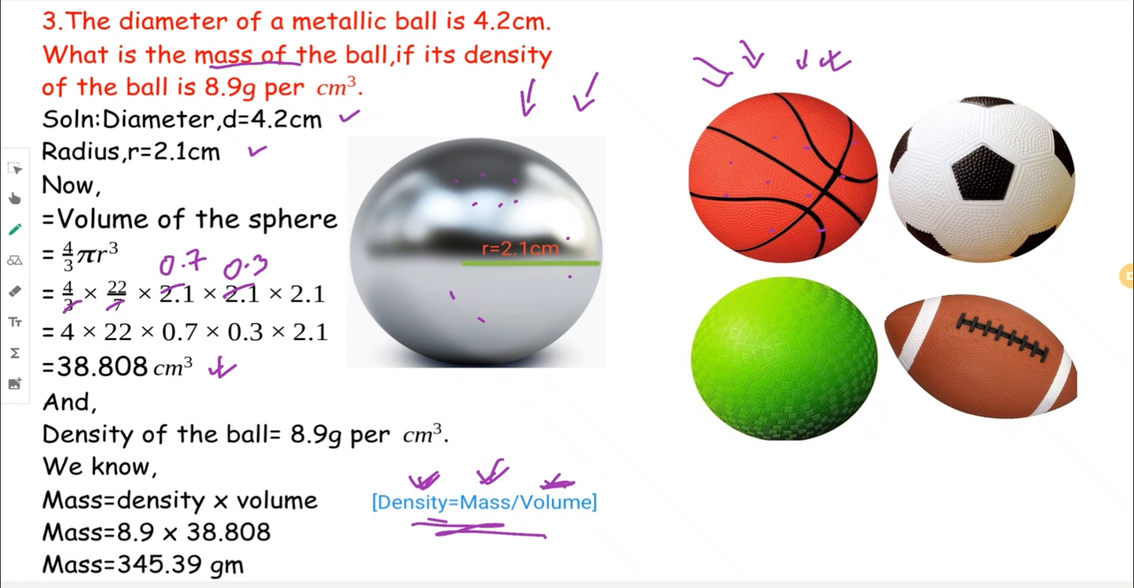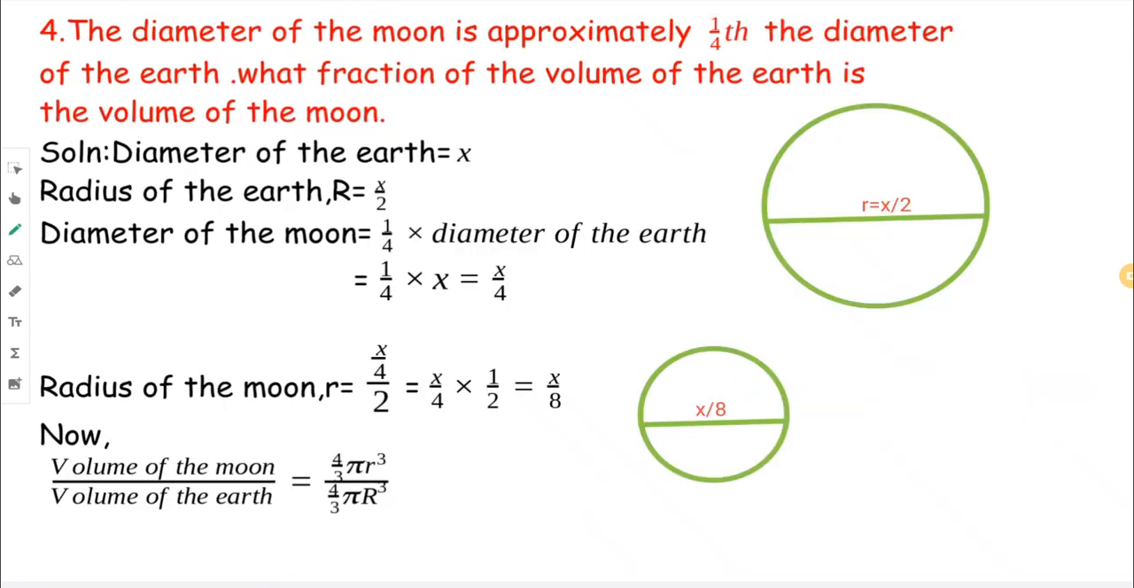You can see that they've given us the density of the ball. How much? 8.9, right? So if I try to arrange it accordingly, then I'll get mass equals density into volume. All right, so density I know, volume I know. You multiply and we're going to get the mass of the metallic ball to be equal to 345.39 gram. All right, next question.